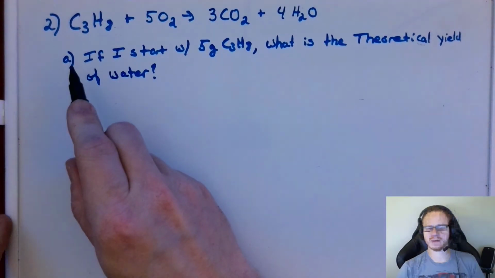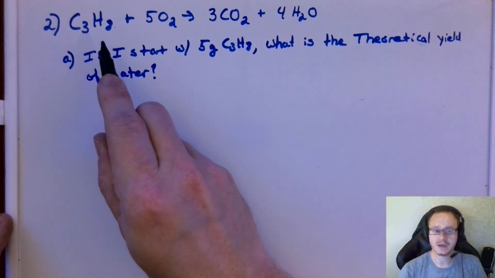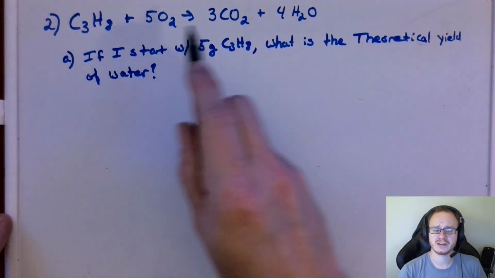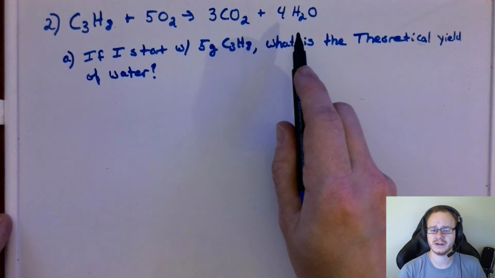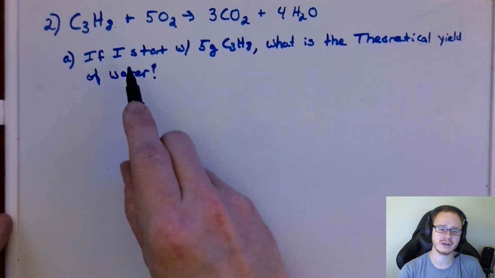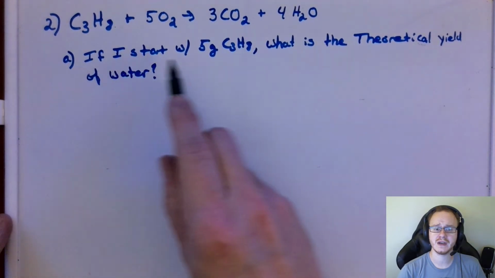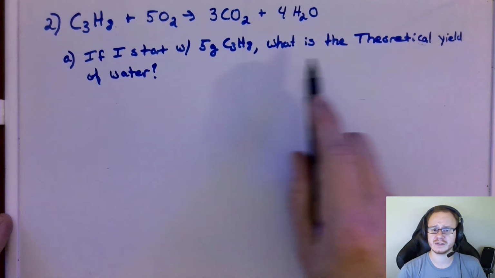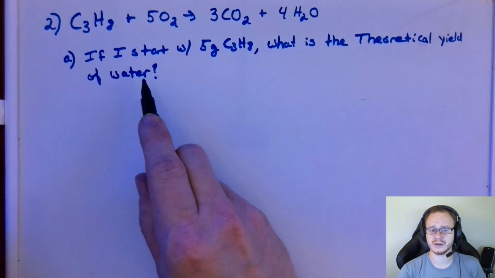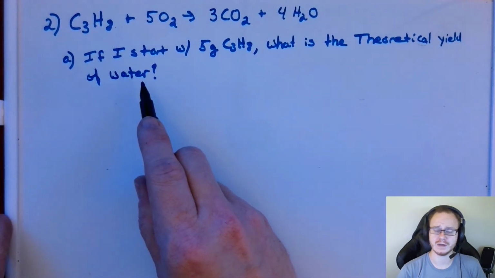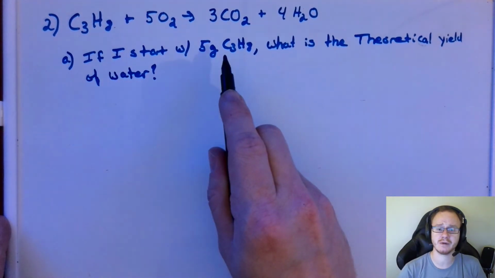I'm going to work on problem number 2 next over here. Here we're given C3H8 plus 5 oxygen, creating 3 CO2 and 4 water. This is a standard combustion reaction. If I start with 5 grams of C3H8, what is the theoretical yield of water? Okay, this is another standard stoichiometry equation.